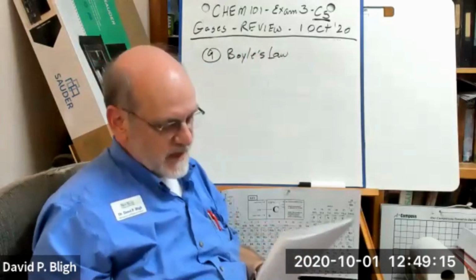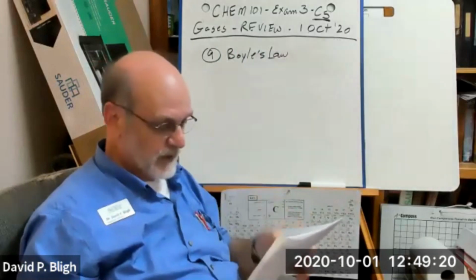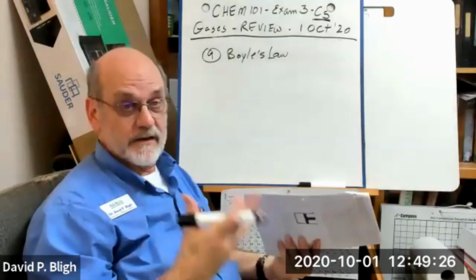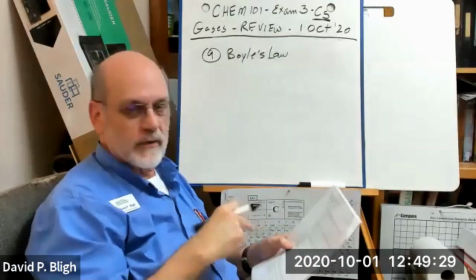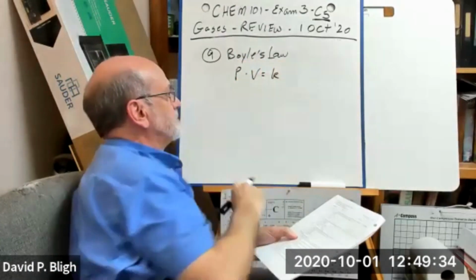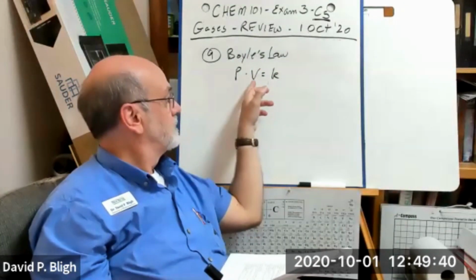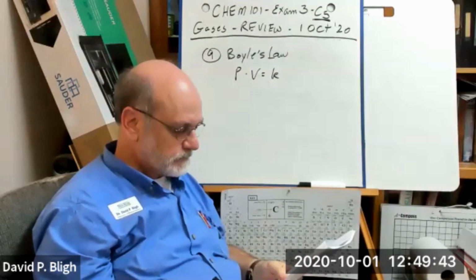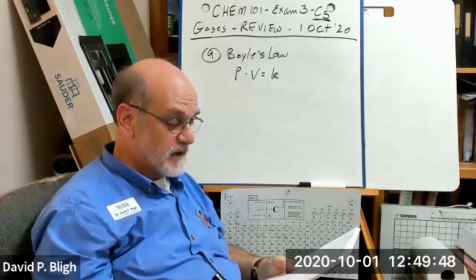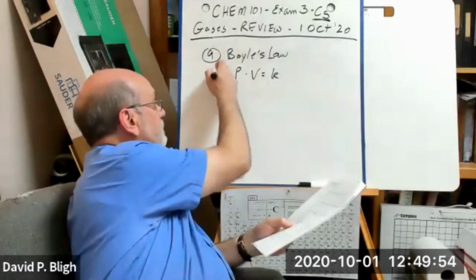Which one of these statements best represents Boyle's law? You can read through each one of them, but I think it's best to go from the formula and then see which one of these fits the formula. So pressure times volume is a constant. So that means pressure is inversely proportional to volume. And let's see. The volume of a fixed amount of gas is inversely proportional to its pressure. That's B.